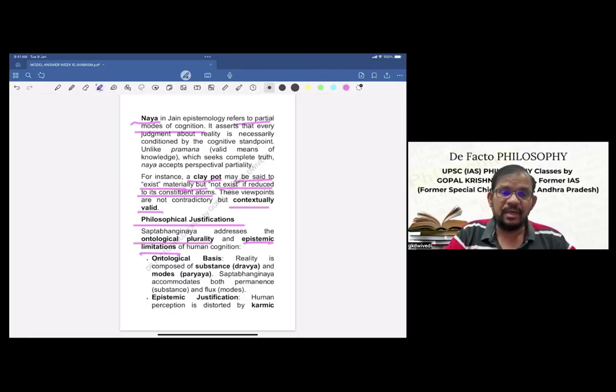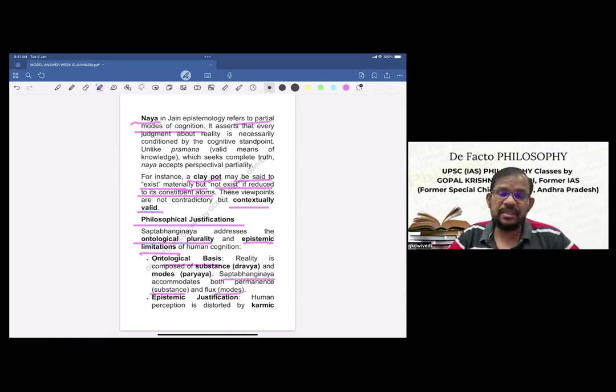Now let us see what the ontological bases are. Jainism says reality is composed of substance and modes, and there are multiple. So Saptabhangi accommodates both permanence, meaning substance, and flux, that is modes. So both modes and substance are accommodated in the Saptabhangi theory.